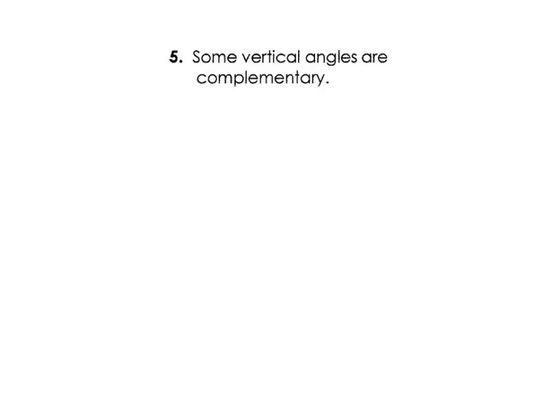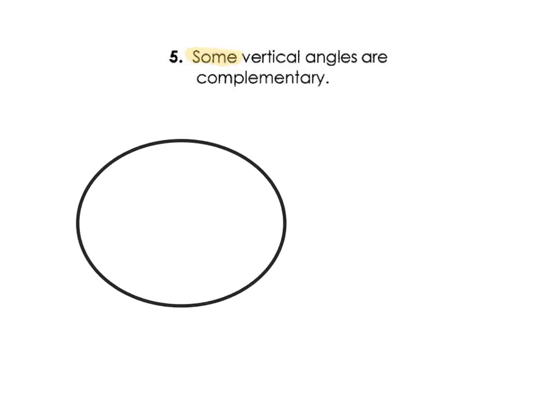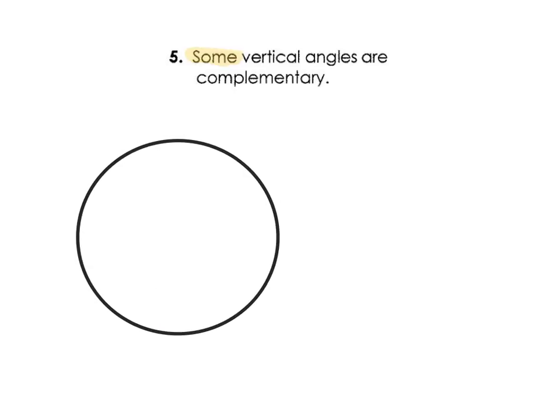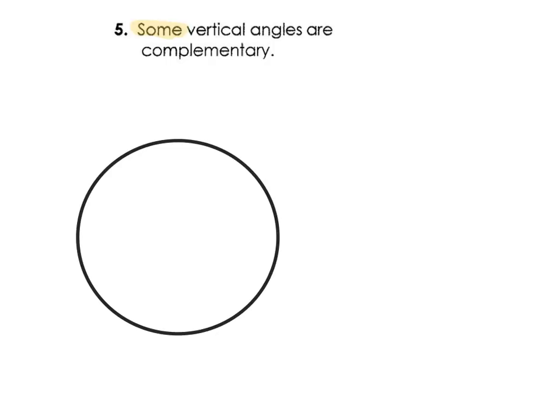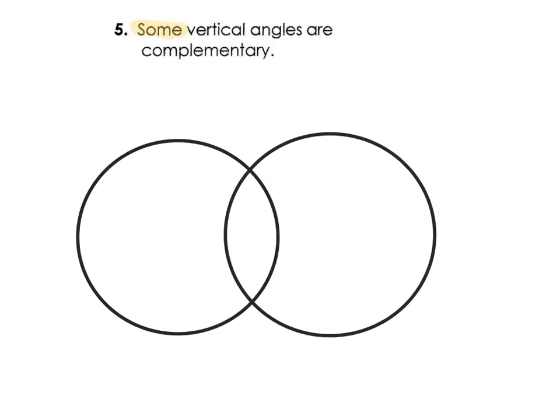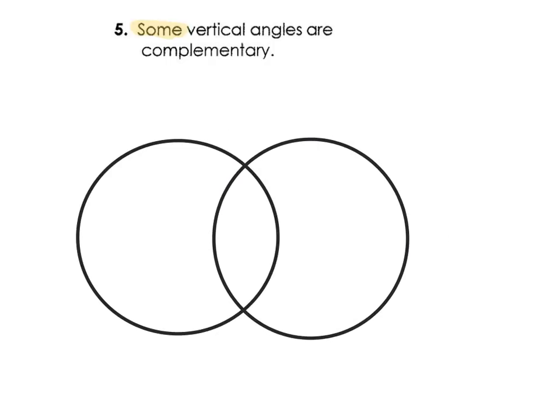All right, number 5, some vertical angles are complementary. Our keyword here would be "some." That is our keyword, so we know it's going to be our second type of Venn diagram on our types of Venn diagrams chart. It's going to be one of those some or sometimes diagrams where we have two overlapping circles. So we want to draw our two overlapping circles. My app allows me to draw perfect circles, but you don't need to worry about that as long as I can tell that they're circles, okay?